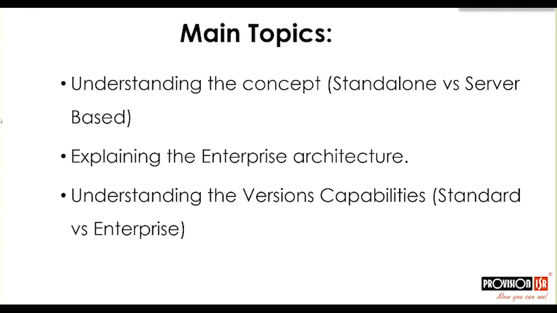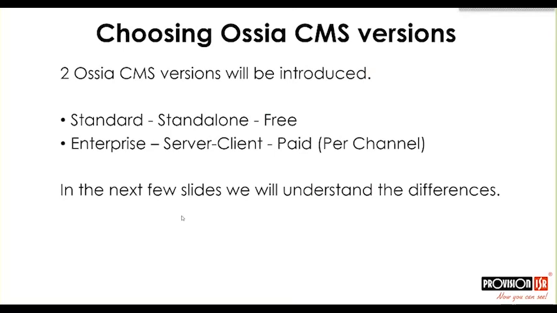Okay, and also what we're going to touch on today is understanding the version capabilities, meaning the standard version versus the enterprise version. So about the versions, the Ossia CMS is going to be released in two versions. We're going to release the standard version, which is a standalone version, which I will touch on in a second, and it is going to be free. This is actually replacing the current CMS that you are using. So that is the replacement.